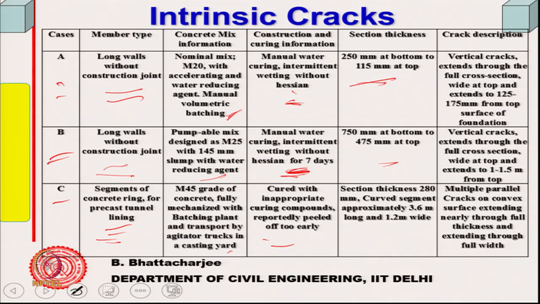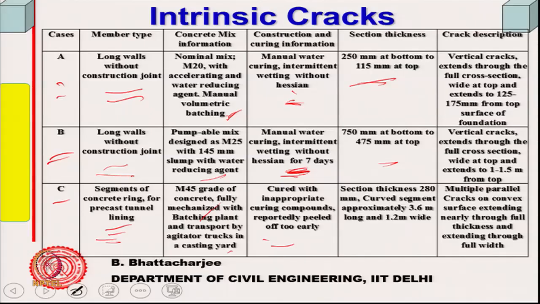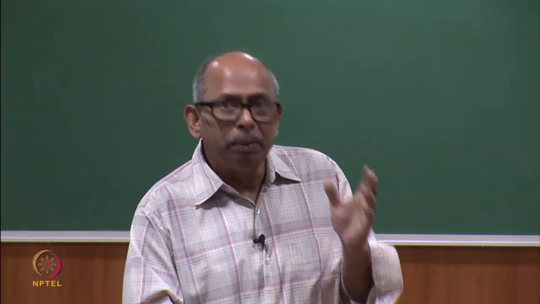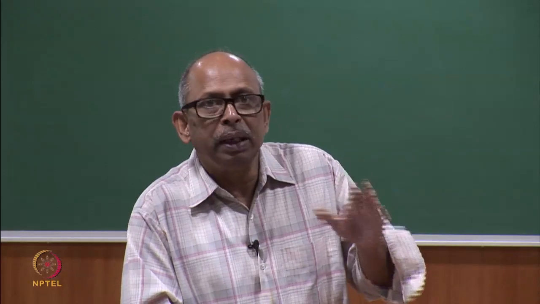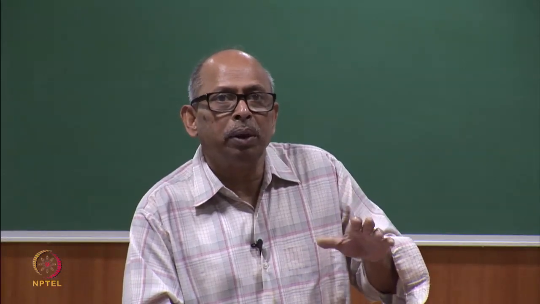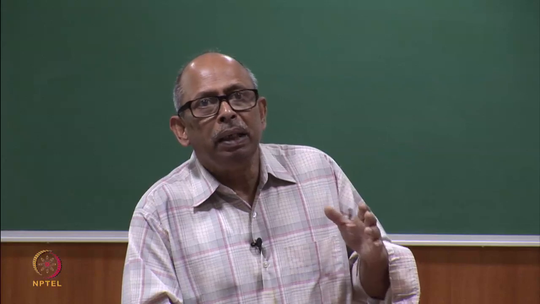Now, this case you see, this is a good concrete, M45 grade, fully mechanized construction with batching plant, transported with agitator trucks and cured in the casting yard. But there was a little bit of problem with the curing: it was cured with inappropriate curing compound. Curing compounds are applied on the surface, and when you apply them they stop the evaporation of water. So, it retains the originally mixed water, and self desiccation would occur, but essentially no evaporation losses would be there.